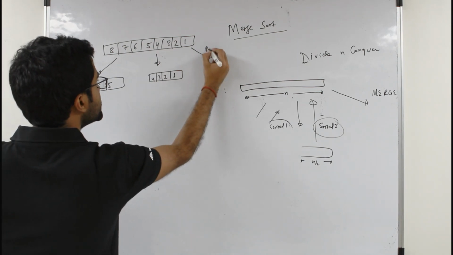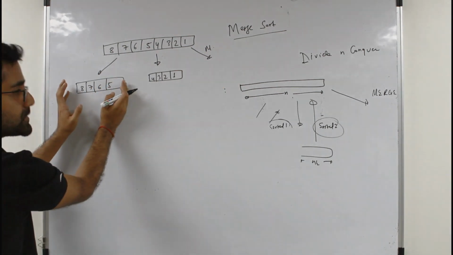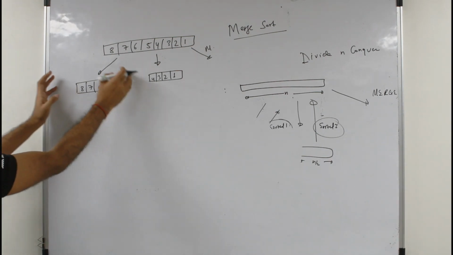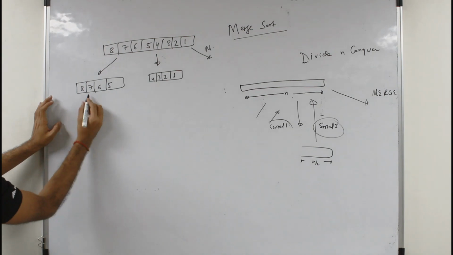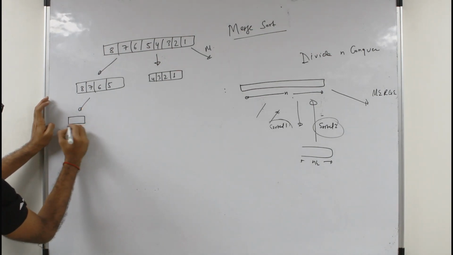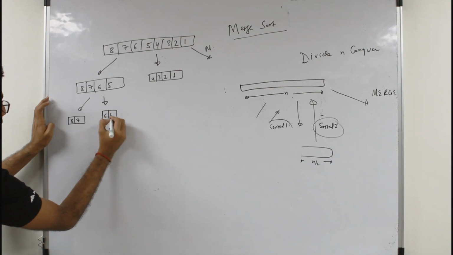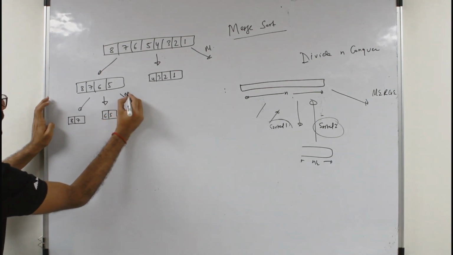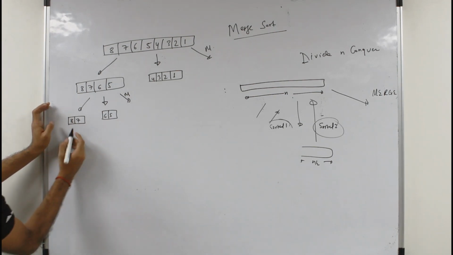I will merge once this problem and this problem have been solved. So first this problem will be solved, right? According to recursion, first this branch has to be solved, then only this would proceed. Now to solve this, again I break it into 8, 7 and 6, 5, and then I perform merge. Merge would be performed when this is sorted and this is also sorted.